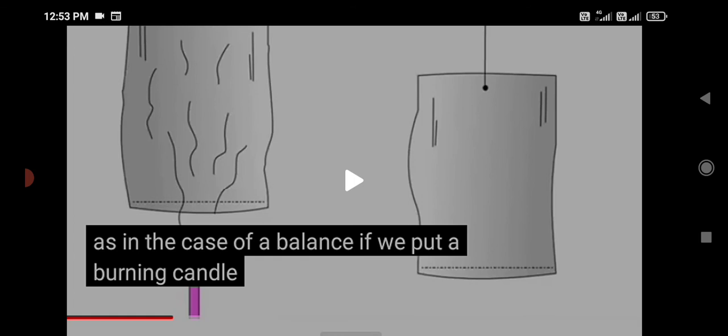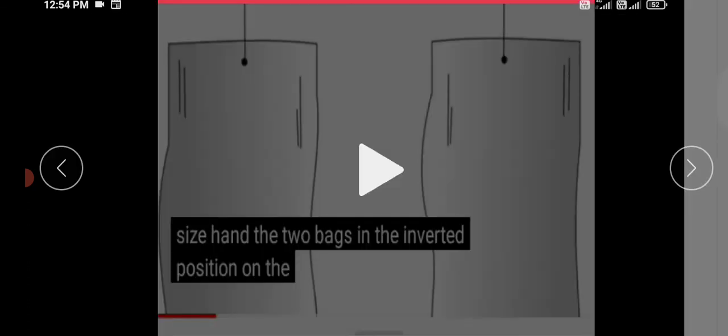What's the reason? Because the air, if it heats, what happens? It expands, it just lifts up. The hot air, being less dense, rises up, so it lifts the paper bag. The main reason is that hot air is less dense and rises up, so immediately the concerned bag rises up. This is the best example for expansion and contraction.